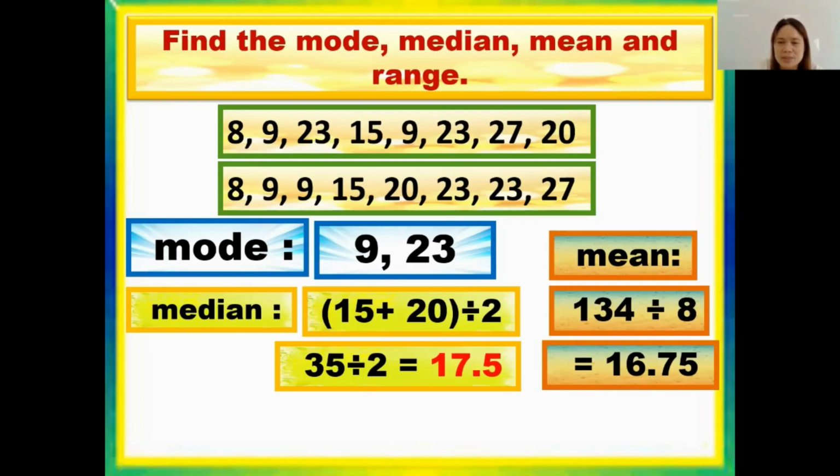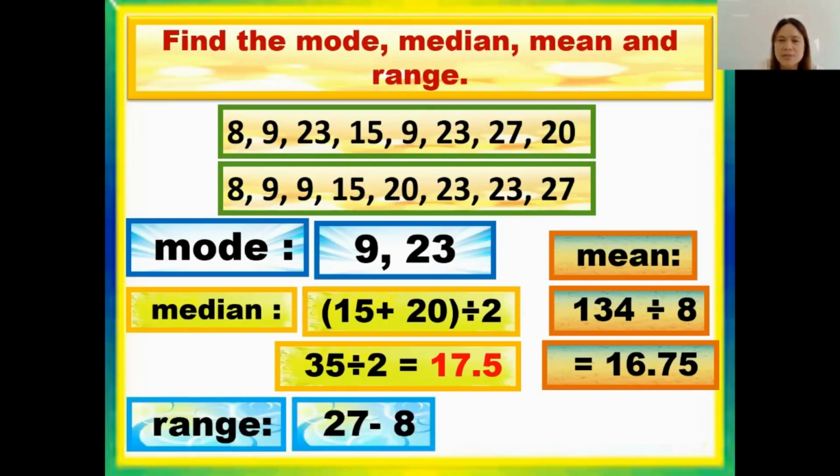Try to answer this one. You can do it mentally, actually. So you just subtract the highest and the lowest value in the given set of data. So the highest value is 27. We subtract 8. So what is the answer, Year 8? The range is correct, 19.